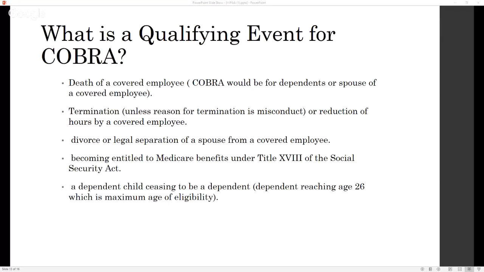So this again is something where your spouse, whoever you have insurance through, is now qualified for Medicare. You can continue their previous insurance through COBRA through the employer, from what I understand. Dependent child ceasing to be a dependent, so basically reaching age 26 where you are no longer a dependent, you can still extend coverage. Next slide.